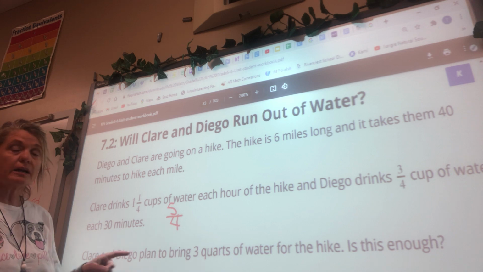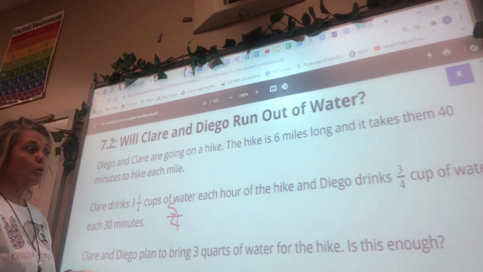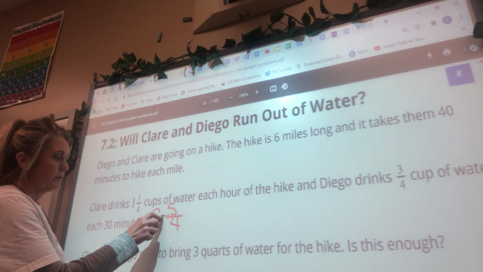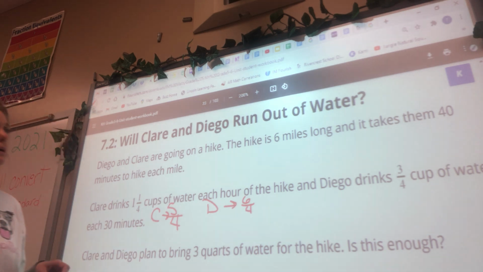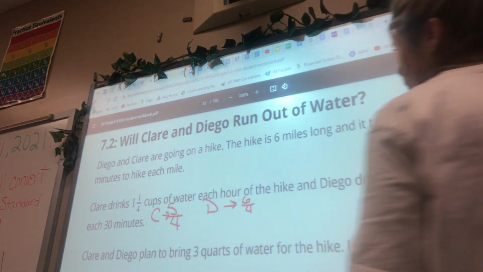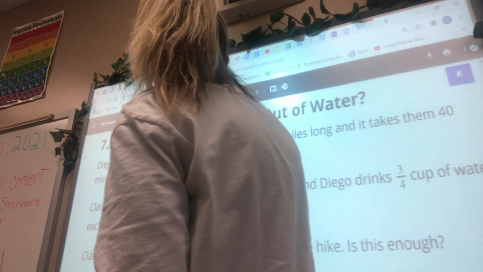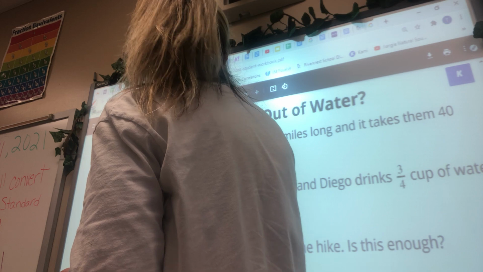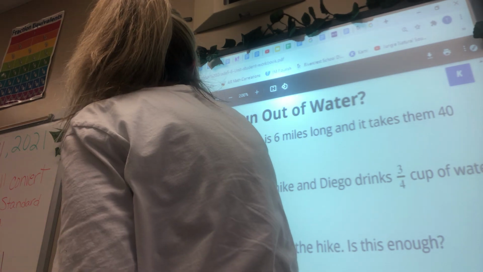And we know for Diego, it's how much per hour? 6/4. Now, we got to do some more calculations up here. It says the hike is 6 miles long and it takes them 40 minutes to hike each mile. So what do we need to do right now? 40 times 6. Okay, we need to do 40 times 6 so we know how many. Need to stack them. I'm trying to save room. 40 times 6.